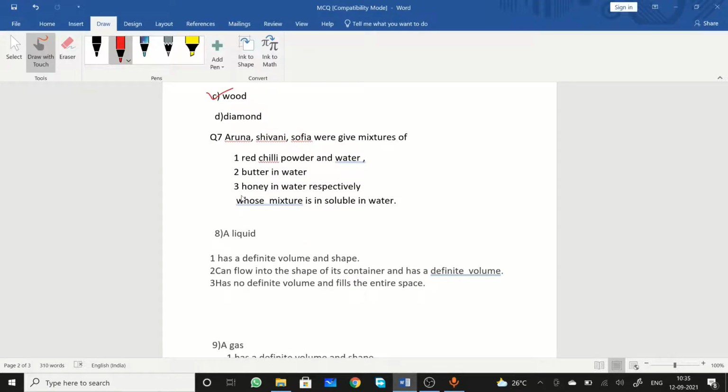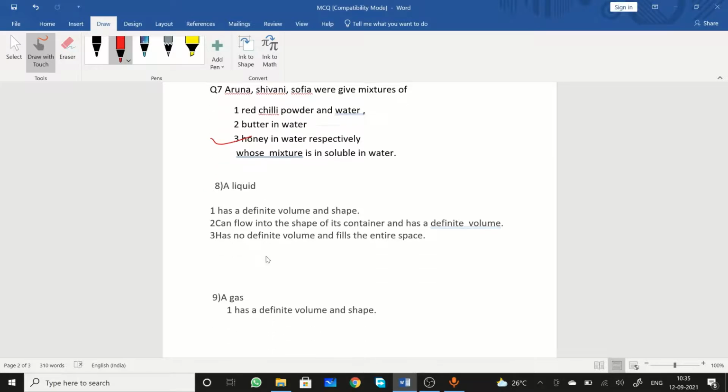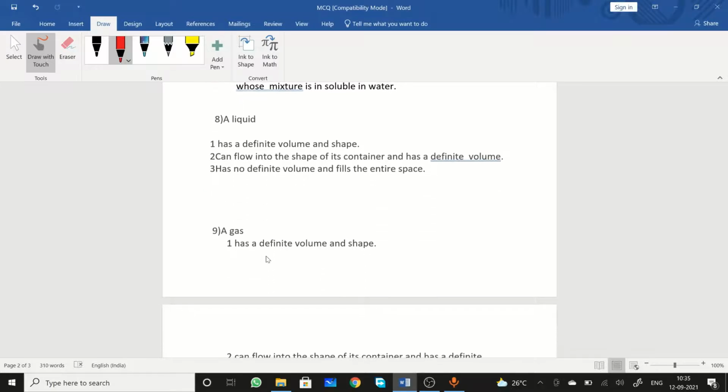Aruna, Shivani, Sophia were given a mixture of red chili powder and water, butter in water, honey in water respectively. Whose mixture is soluble in water? As you know, red chilies, they will float in water, butter will float in water, only honey is soluble in water. Question number 8. A liquid has a definite volume and shape.